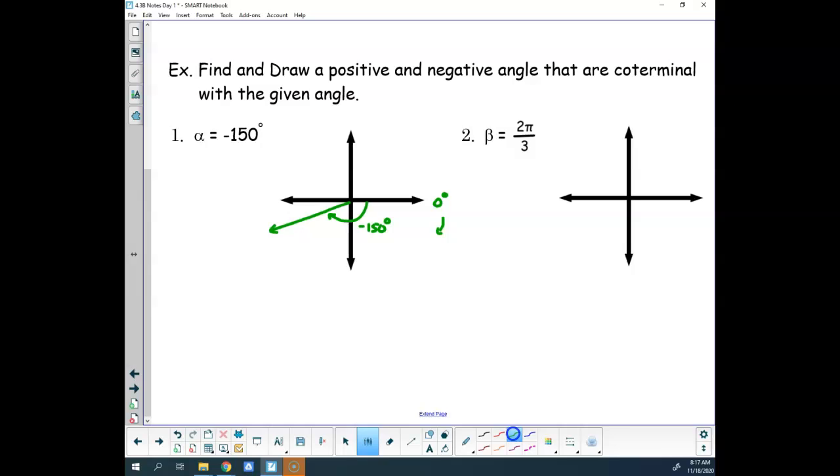2 pi over 3: here is 0, the positive direction is that way. Here is pi, which is really 3 pi over 3. So I am kind of up there as my 2 pi over 3. Now you find me coterminal angles, one positive and one negative, with that.